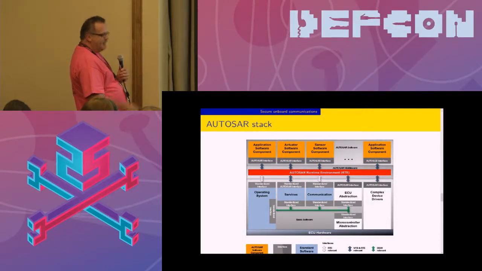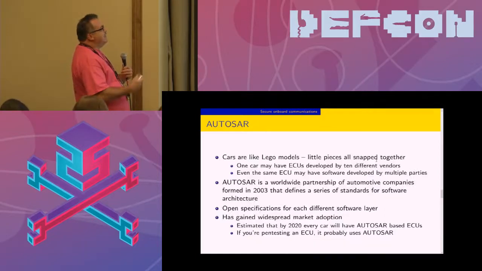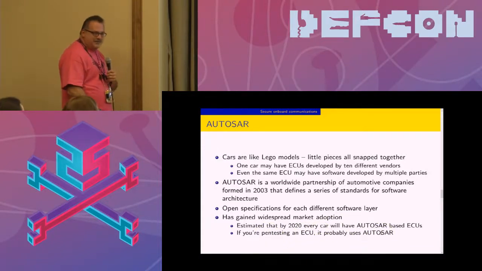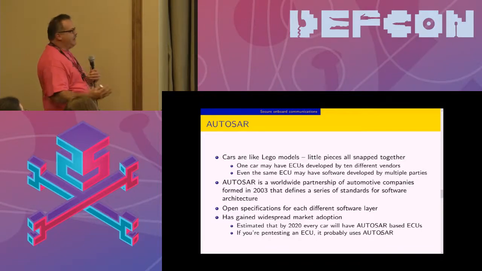Okay. So it's a kind of interesting idea. Of course, in order to be an open system and make everything standardized, we have this concept of AutoSAR. And that's where we're all really, really moving to. Estimates are that by 2020, all those new cars coming off the line will essentially be AutoSAR based. So that means this will be some interesting information, because if you're pen testing, that means AutoSAR is probably involved, which pretty much means that what we're about to talk about is going to be there.